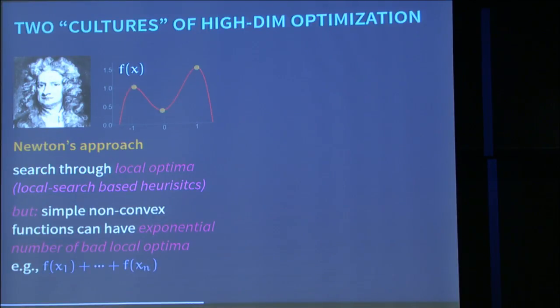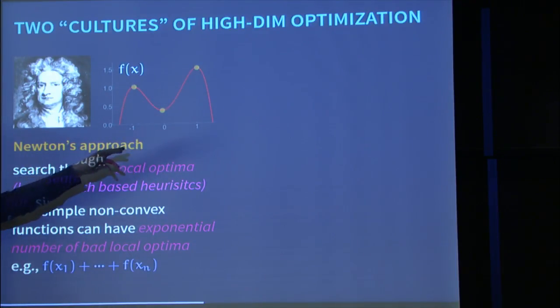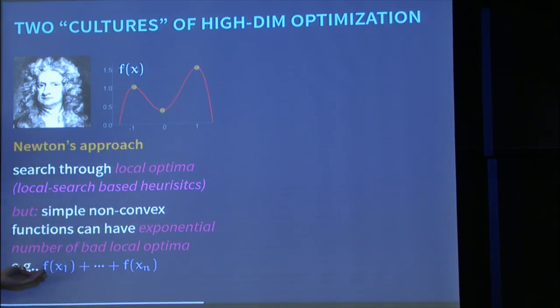Unfortunately, this approach runs into trouble if the number of local optima is exponential in the number of variables. And this can happen even for very simple non-convex functions. The simplest example I know is that we take this function f, a univariate function, and we apply it to different variables, x1 up to xn. Okay. So then, here this guy has local maxima at -1 and 1. Then it means that this function has a local maximum for any +1, -1 assignment to the variables, but only the all-ones assignment gives you a global optimum.